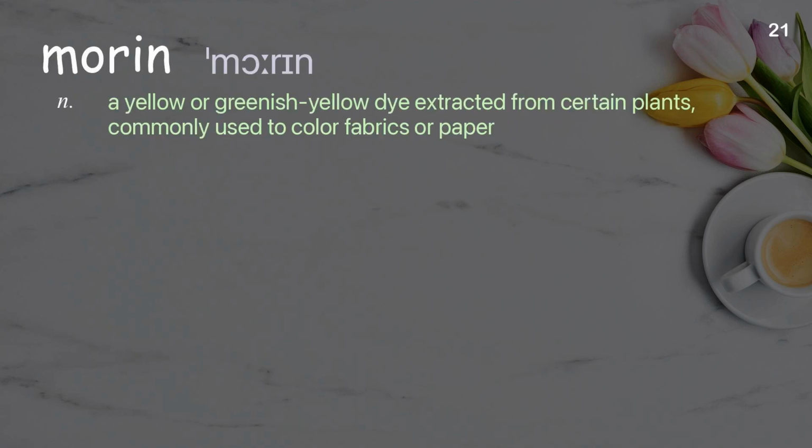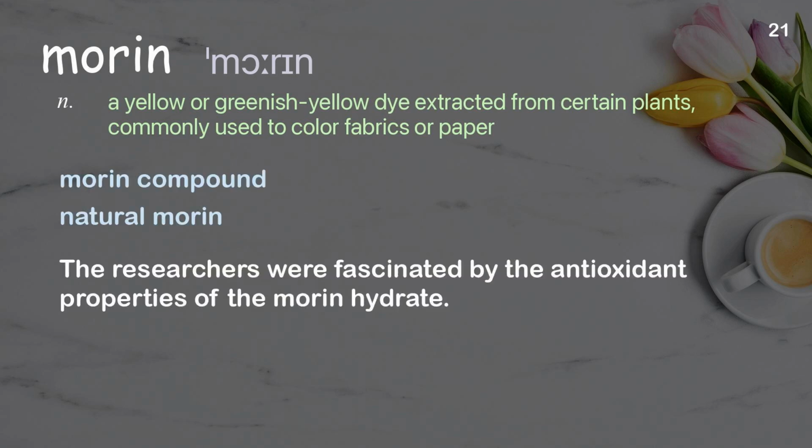Morin. A yellow or greenish-yellow dye extracted from certain plants, commonly used to color fabrics or paper. Examples: Morin compound. Natural morin. The researchers were fascinated by the antioxidant properties of the morin hydrate.